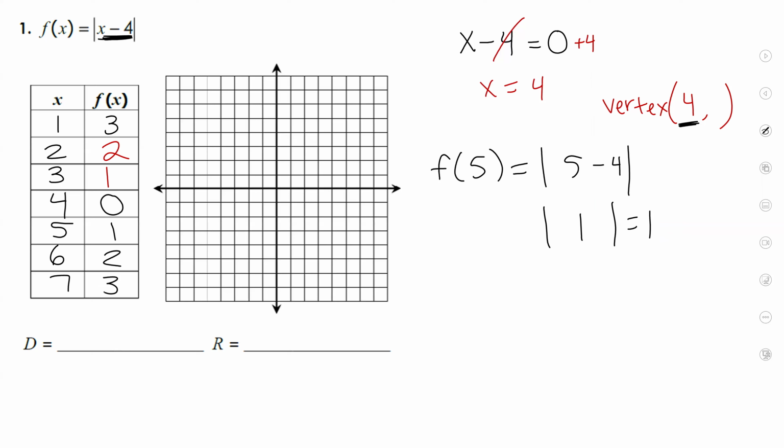Okay, let's go ahead and plot the points. 1, 3 is right here. 2, 2 is right here. 3, 1. 4, 0. It's creating a V shape now. We're going on the other side of the vertex. 5, 1. 6, 2. 7, 3.